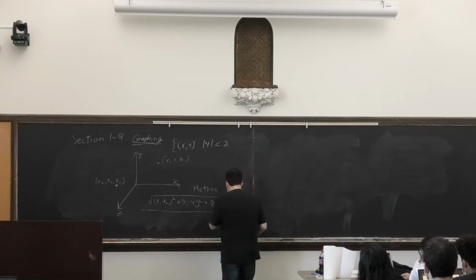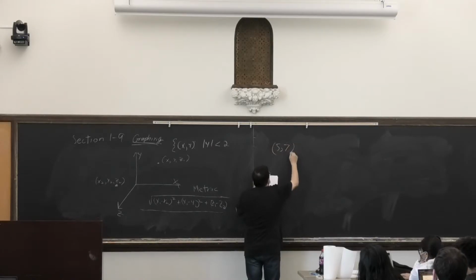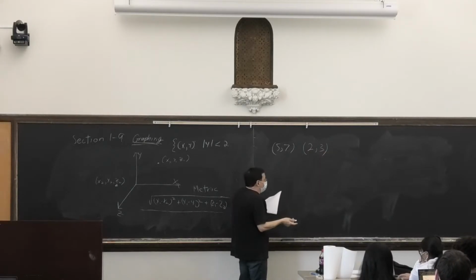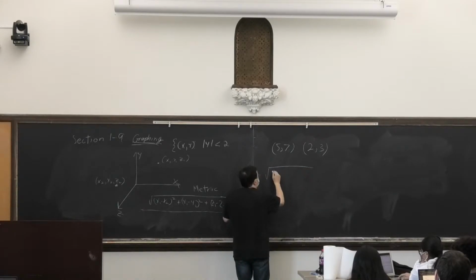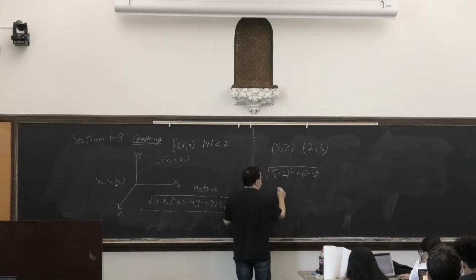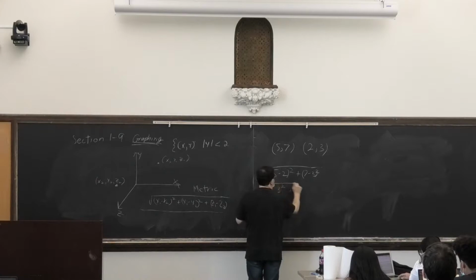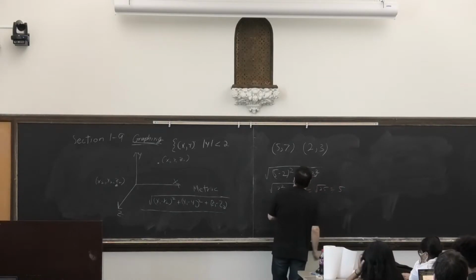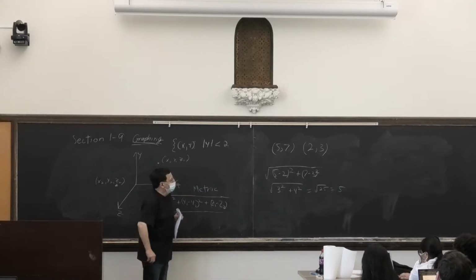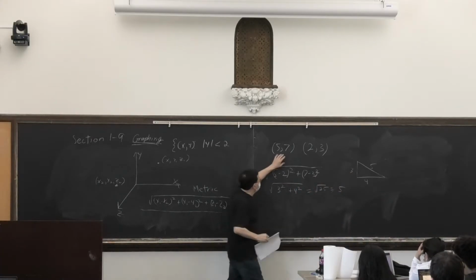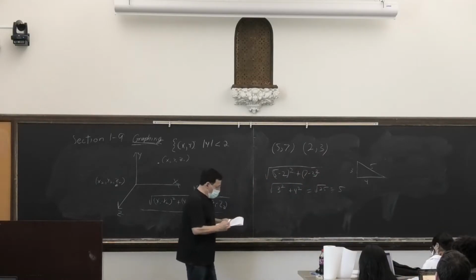So how would we use this distance formula? Just a simple example. Two points, 5, 7 and 2, 3, and we want to know the distance between them. So 5 minus 2 squared plus 7 minus 3 squared. What is that? 3 squared plus 4 squared, which is 5. I think I already mentioned that this comes up a lot: 3, 4, 5 right triangles. If you see that this distance is 3 and this is 4, you already know the distance. All right.